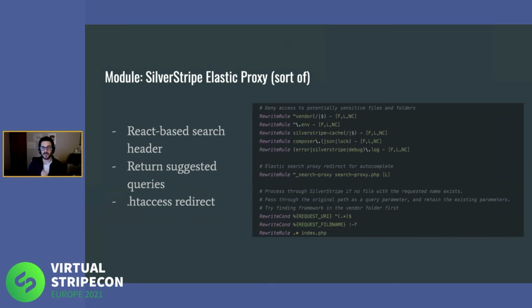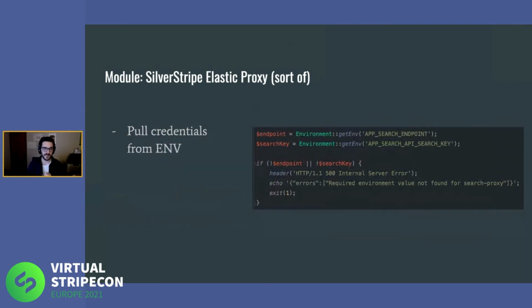So importantly, you need to put in a proper htaccess redirect here, because you don't want it to hit Silverstripe. If you're going to exactly _search proxy, you want to pass it to the search proxy PHP. And the search proxy PHP works like this. Essentially, we boot the Silverstripe environment, or we auto-load it, and we go and get your credentials, the endpoint and the search key, and make sure that they're valid.